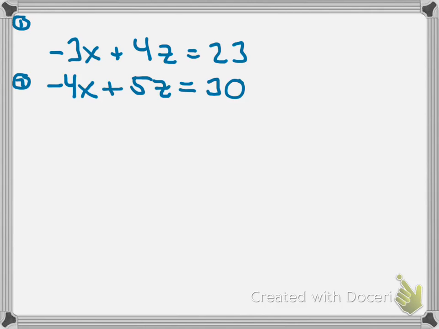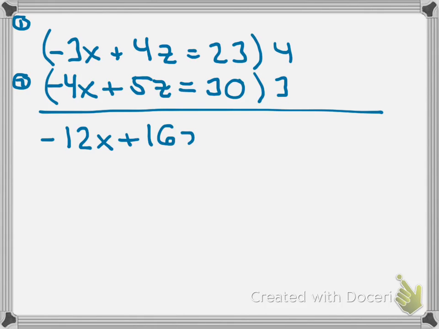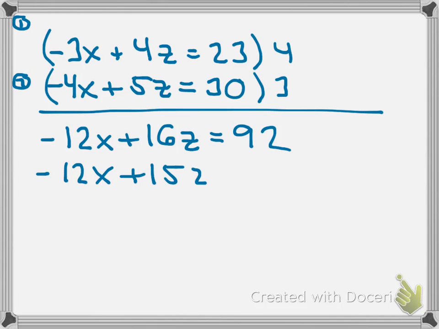There's a couple ways I can go here. What I see here is I have negative 3x in the top equation, negative 4x in the bottom equation. I could make them both into 12 by some strategic multiplying. And you'll notice I get a negative 12x in equation 1, negative 12x in equation 2. Since they have the same coefficient, that means I can subtract.